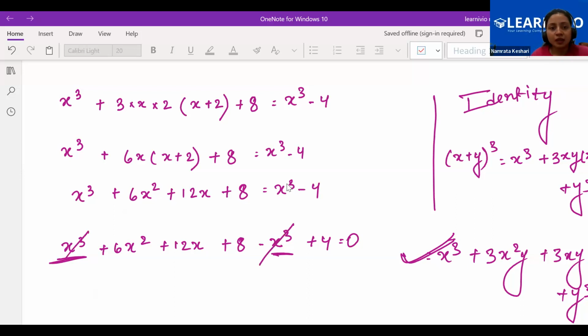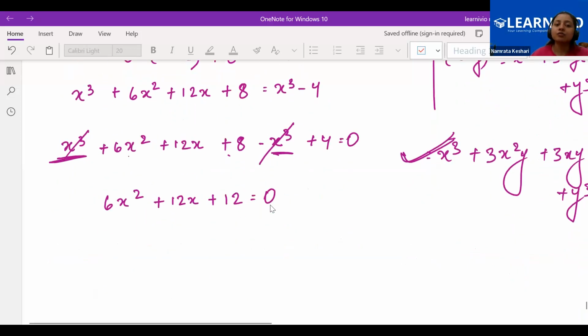Yes. Okay. So we are left with 6x square, then plus 12x, and then we are left with this 8 and 4 also. So 8 plus 4 is what? 12. 12 is equal to 0.